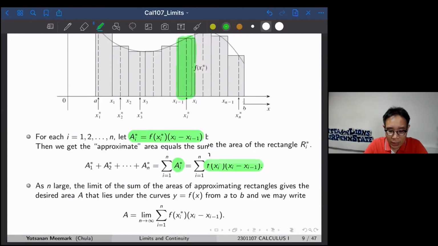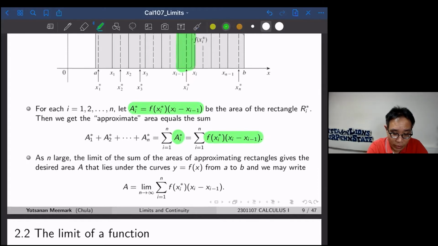And this guy, if you take n go to infinity, okay, it's gonna give you the area that you are wishing for. So as n large, the limit of the sum of the areas approximating the rectangle gives the desired area, okay, A, that lies under the curve y equal to f of x from a to b. And we may write A equal to the limit n go to infinity of this sum.